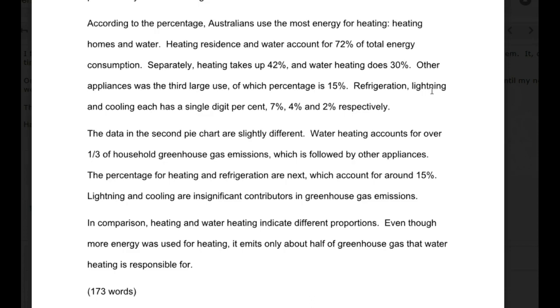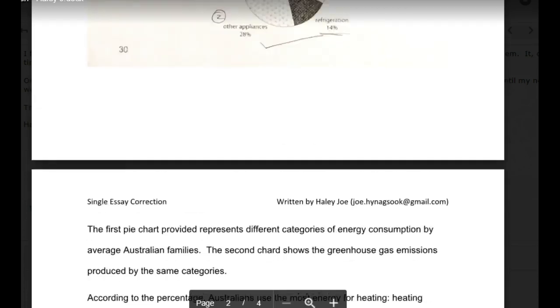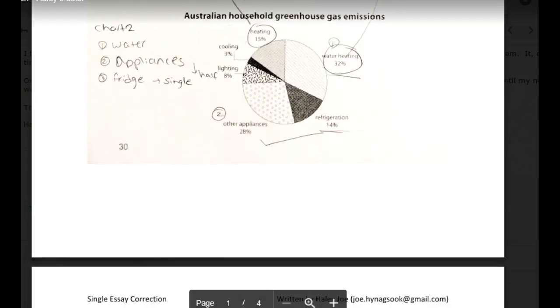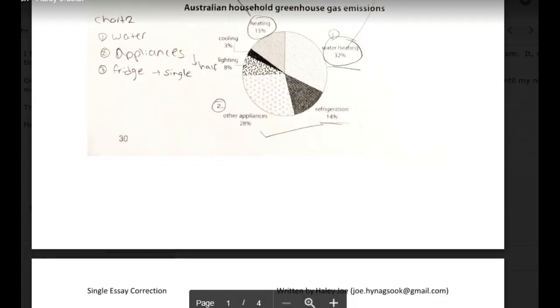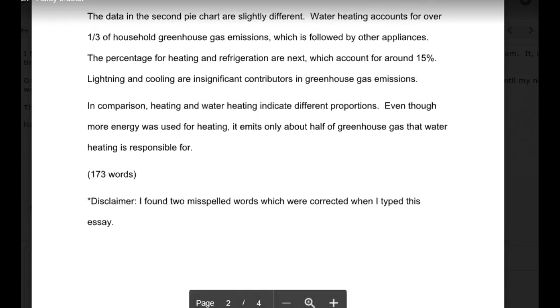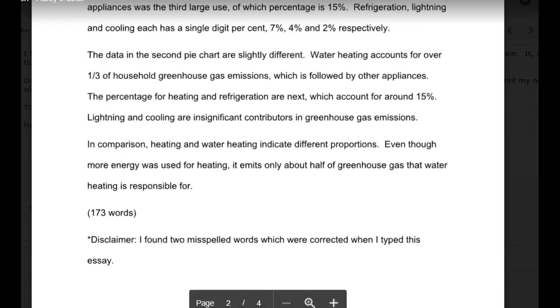The data in the second pie chart are slightly different. Water heating accounts for over 1/3 of household greenhouse gas emissions, which is followed by other appliances. The percentage for heating and refrigeration are next, which account for around 15%. Now, is that 15% in total or 15% each? You should make that clear, okay? Yeah, it's 15% each, so you really want to mention that, okay?